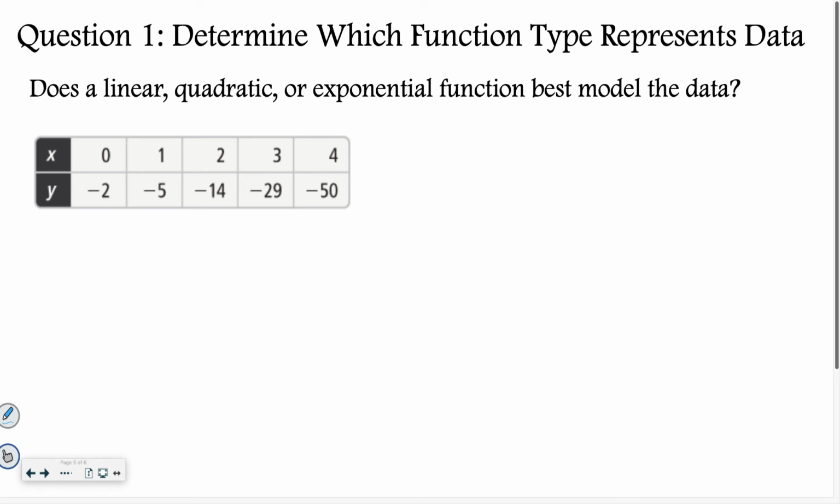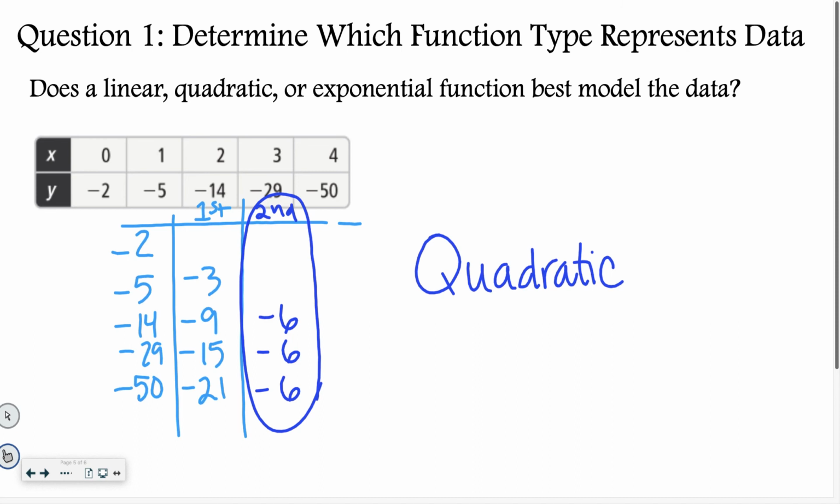Now, I want you to try this problem on your own. Determine, is this linear, quadratic, or exponential based on the data that you are given. Good luck. Okay, for this first table here, hopefully you did the first difference, saw that none of those matched, so you tried your second difference. And when you did your second difference, hopefully you saw that all of them equaled a -6. Since our second differences matched, that means that this is a quadratic function.